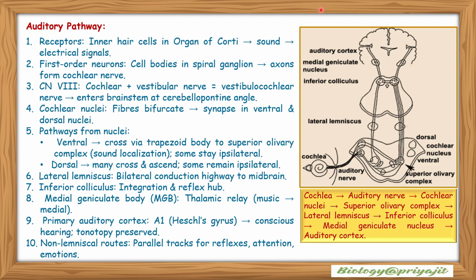The pathway then continues upward through the lateral lemniscus, a tract carrying auditory signals. Signals reach the inferior colliculus in the midbrain, an important relay center for auditory reflexes. Next, they travel to the medial geniculate nucleus of the thalamus, which acts as a processing and relay station. Finally, the signals reach the auditory cortex in the brain, where sound is consciously perceived and interpreted.